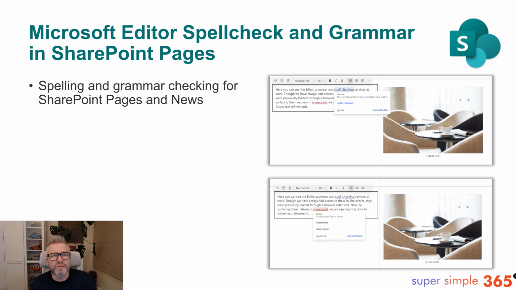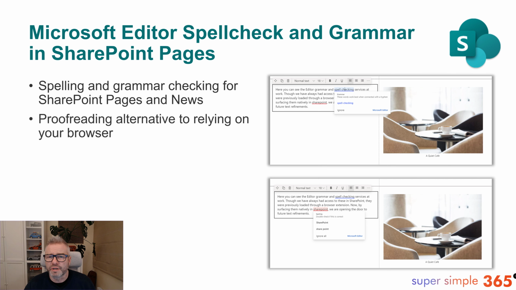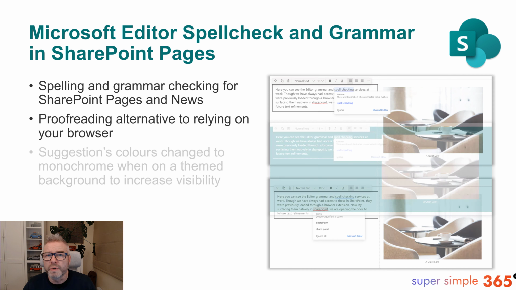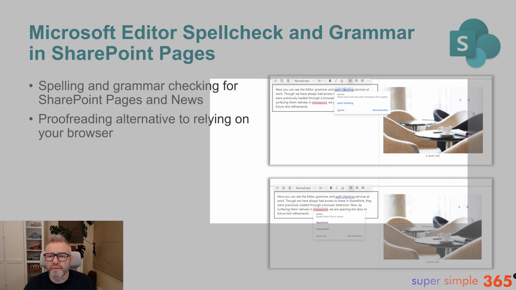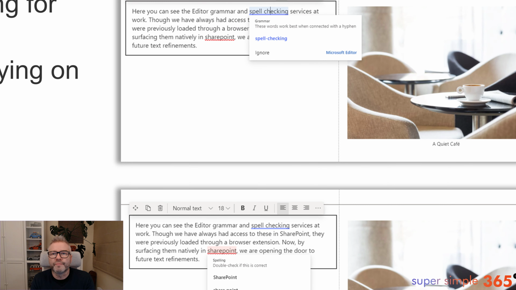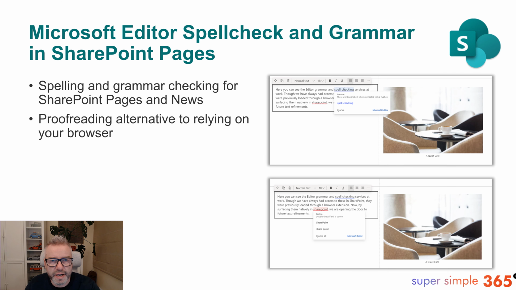Next up, we've got the Microsoft Editor spell check and grammar in SharePoint pages. So this is coming to your regular pages and your news pages, and it just means that your proofreading is from SharePoint and from Microsoft rather than whatever you normally use in your browser. Let me just go back a page. Actually, you can see here on the right hand side that we have got, I can squeeze both of those in, look. So at the top there we've got the grammar check, and below we have got a spell check.